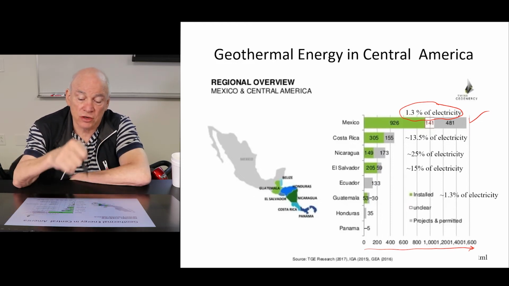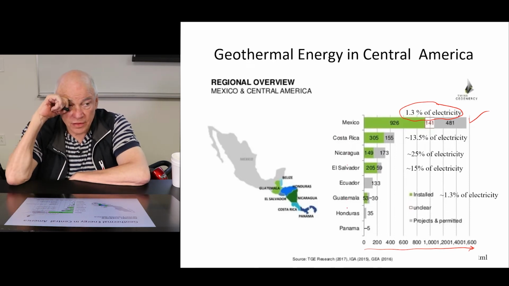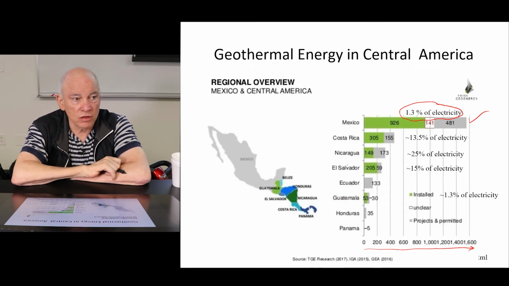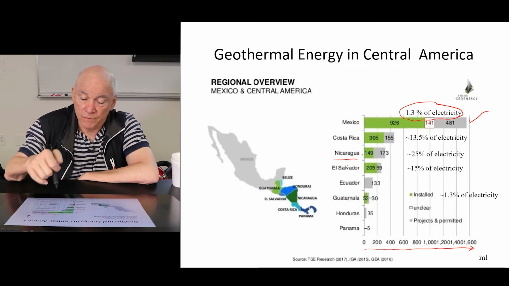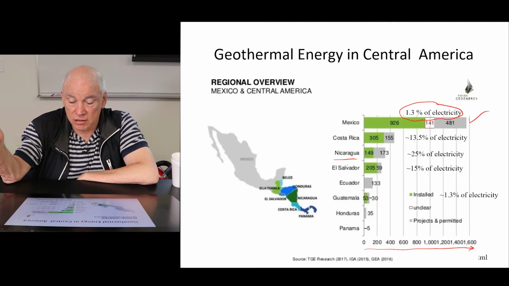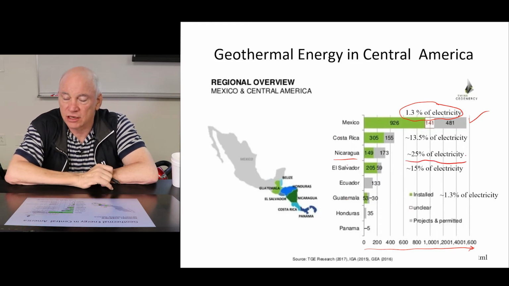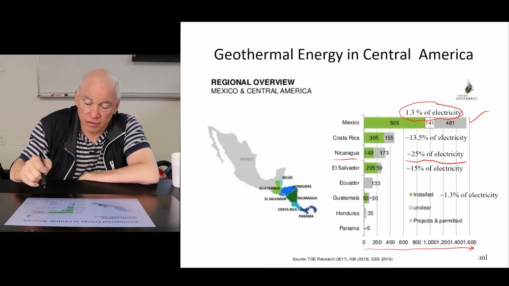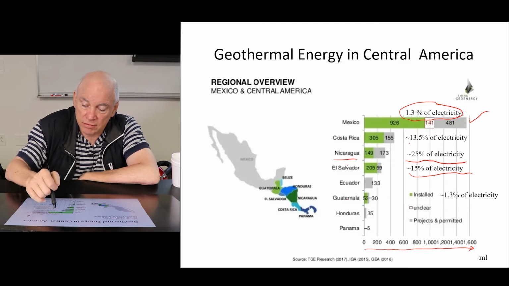Whereas these other countries, Costa Rica, Nicaragua, El Salvador, Guatemala, they are smaller countries, and so much smaller amounts of electricity generation can make up a much larger percent of their total electrical needs. Look at Nicaragua. Nicaragua generates maybe 20% of what Mexico does, but that's 25% of its electricity needs. That's tremendous. El Salvador, about 15% of its electricity needs. Costa Rica, almost 14%.